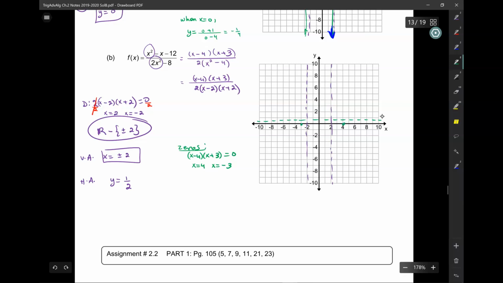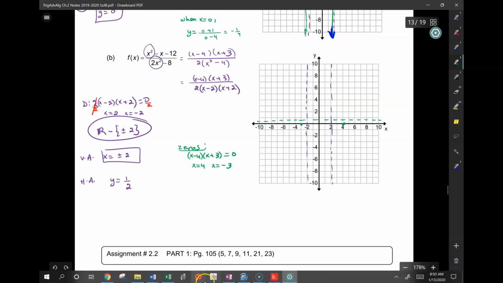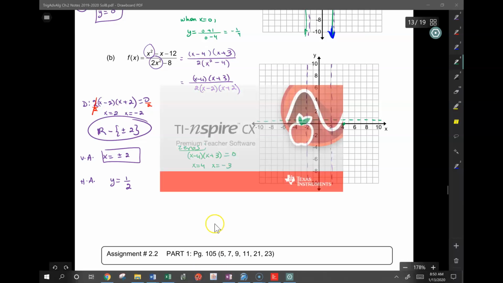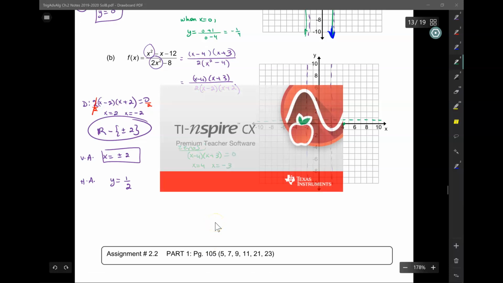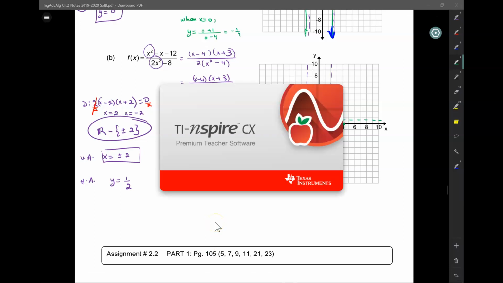Now, here's what I'm going to ask you to do. I wanted to show you how it worked one time, but I am going to let you have your calculator with you to graph these. So once you show me this, all I want you to do is plug this into your calculator. I have my calculator back now. And then you can just graph it from there, right?